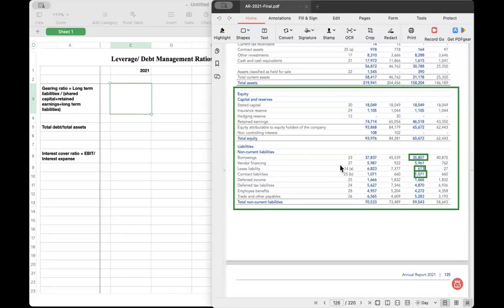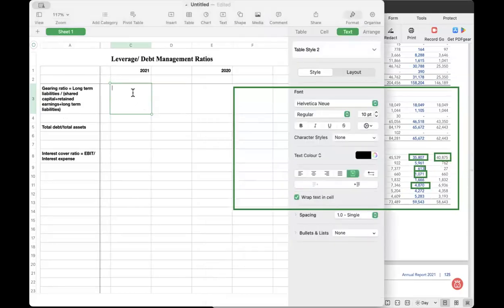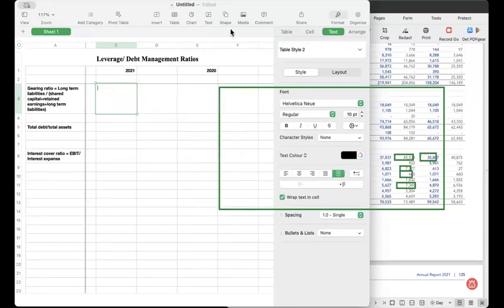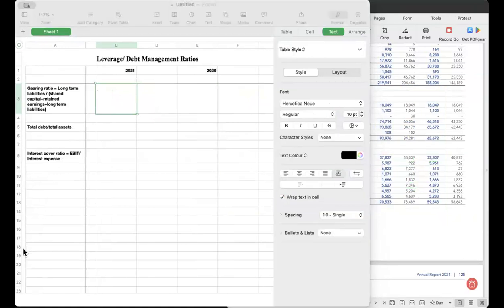Were you able to find it? Anyone? Okay, I'll help you. You have to take these into consideration when you calculate the long-term liability: borrowings, lease liability, contract liabilities, and deferred tax liabilities. This has to be taken into consideration. I think since you're doing it for the first time, it will be difficult, so I'm going to calculate this entire thing manually and then enter the total here, okay?